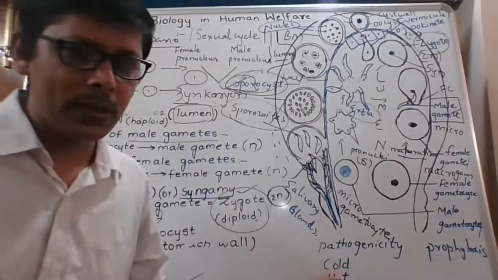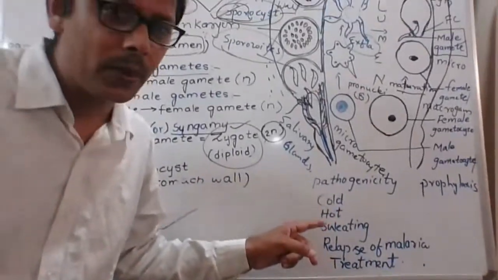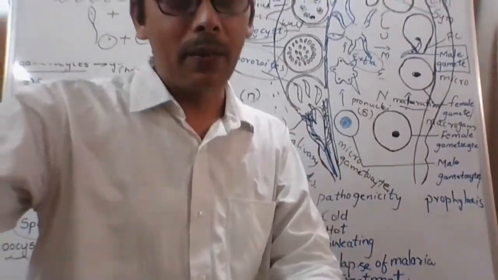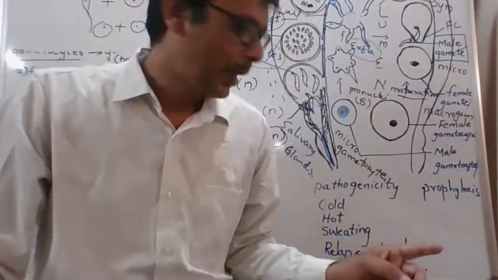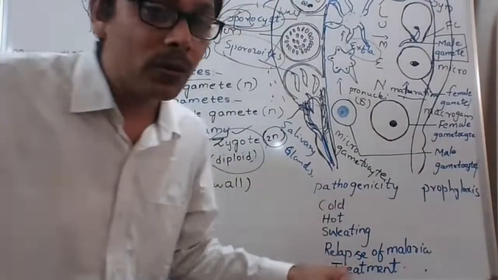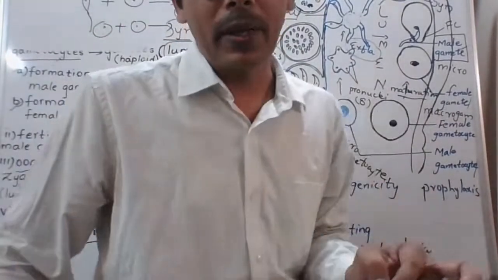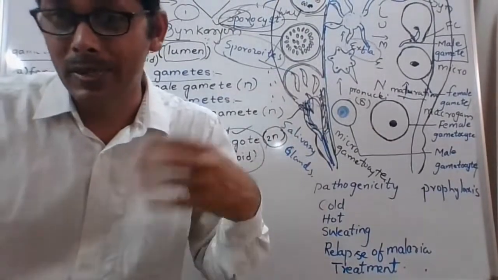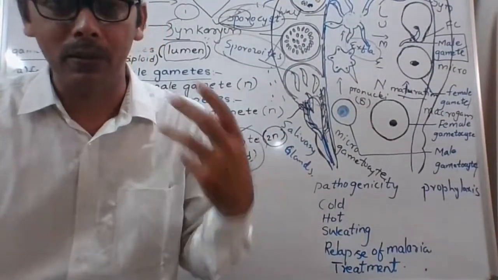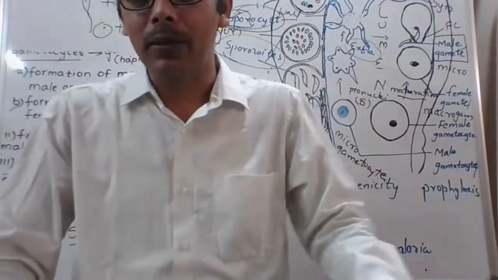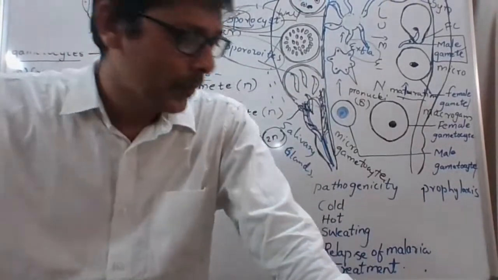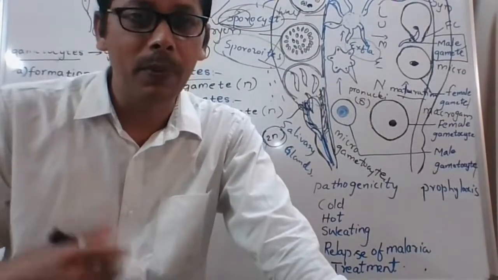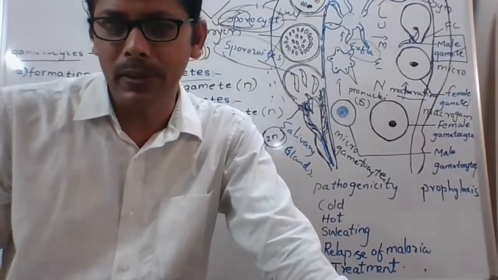Okay, the next one, we are going to conclude this Plasmodium right now. You have to stay 10 more minutes with me here. What is the pathogenicity? Earlier in Entamoeba histolytica we learned pathogenicity. What is meant by pathogenicity? The word pathology is the study of diseases. Pathogenicity is the capability of causing disease.